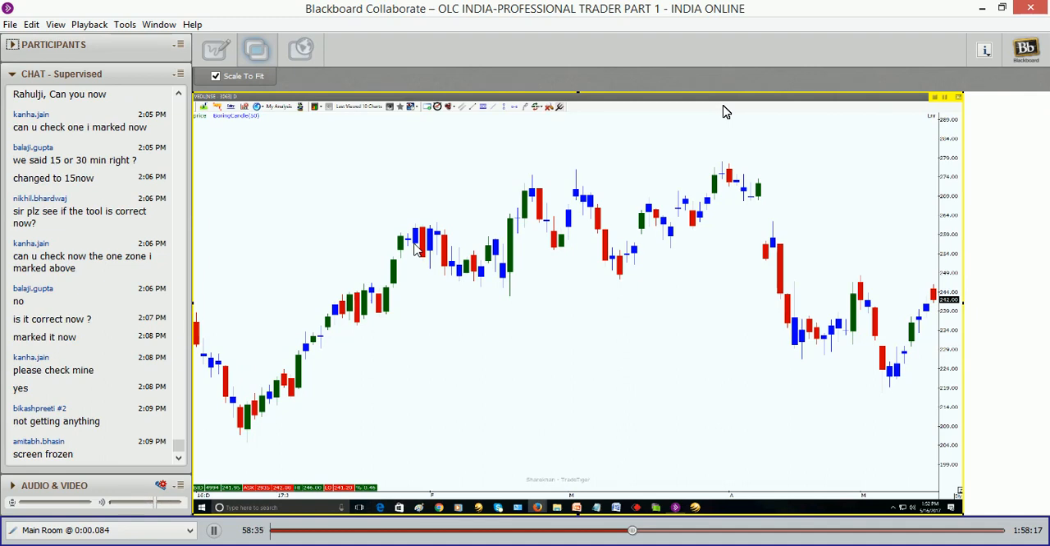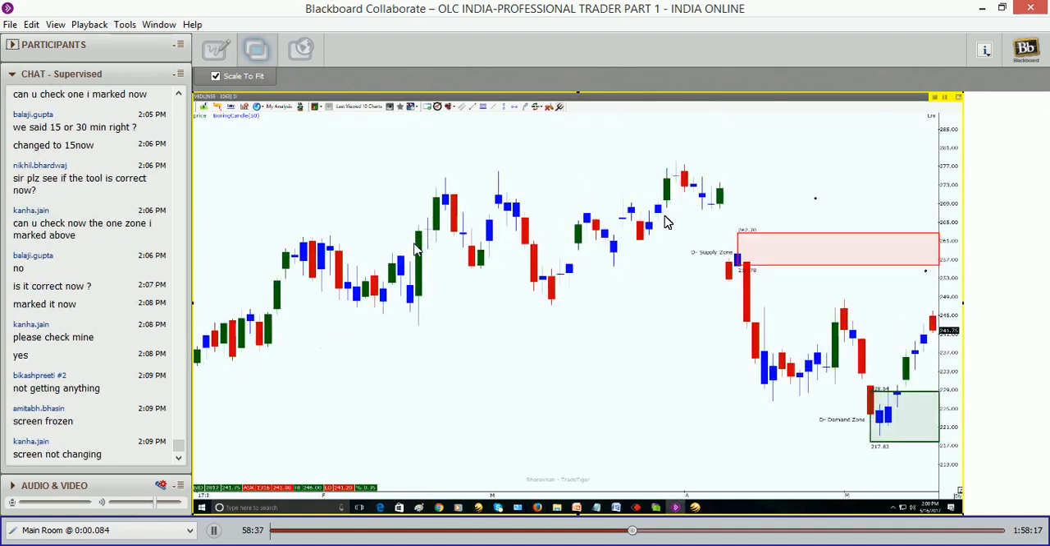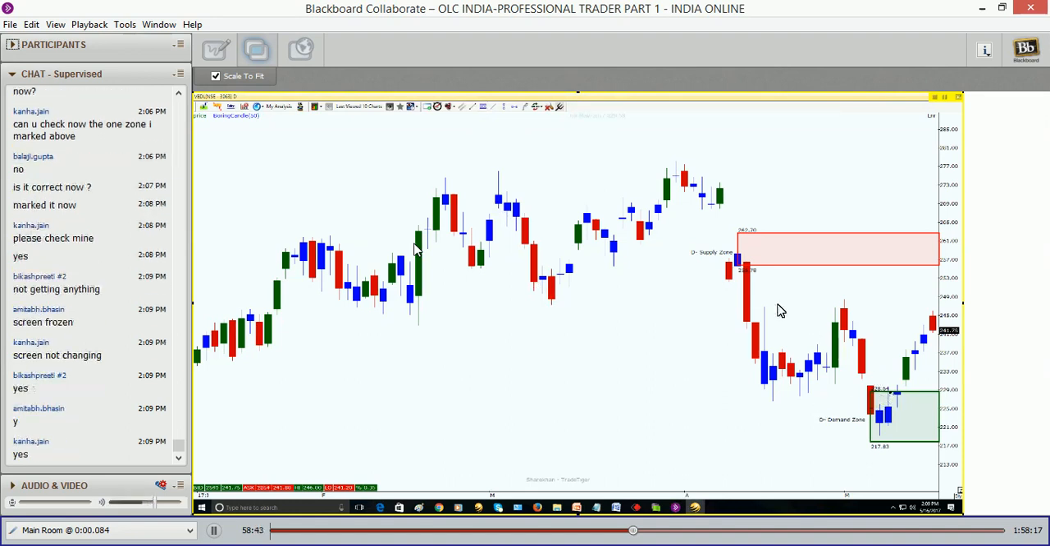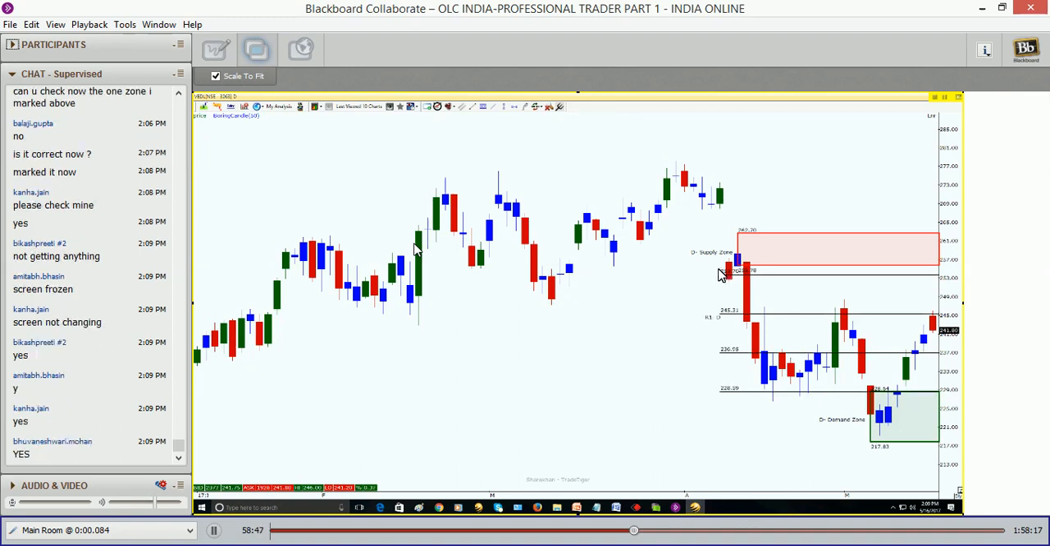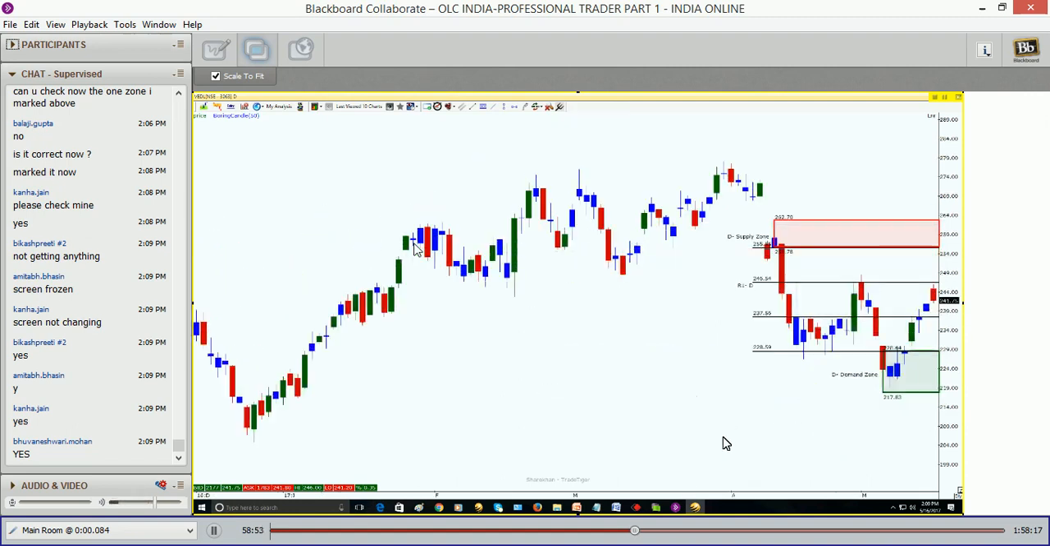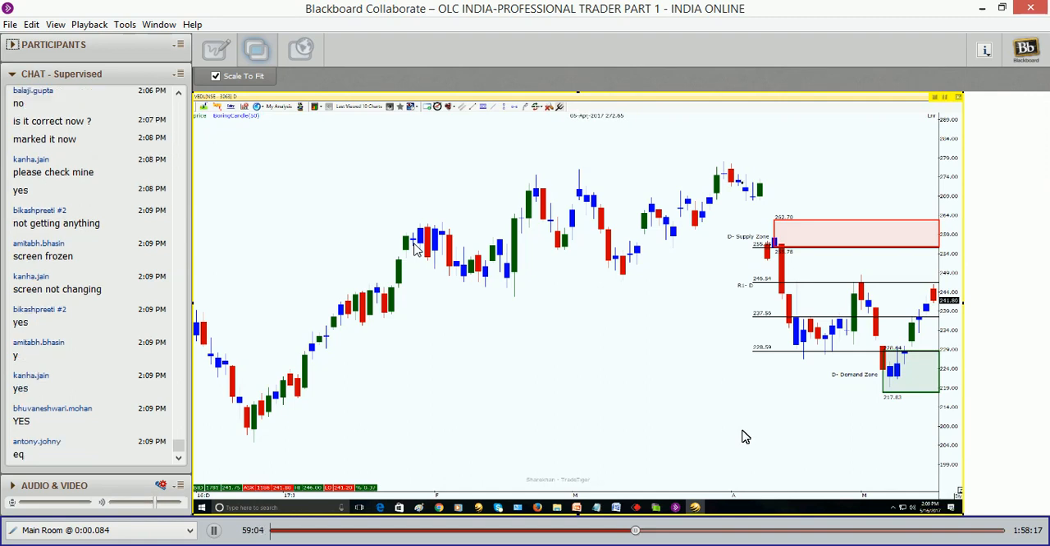I use the retracement. Screen frozen, my apologies. Okay, now you should be able to see it. This is your closest supply and closest demand. I segregate this into 3 equal parts. This is my retracement tool location done. Where is my current market price over here, friends? Which location is my current market price?